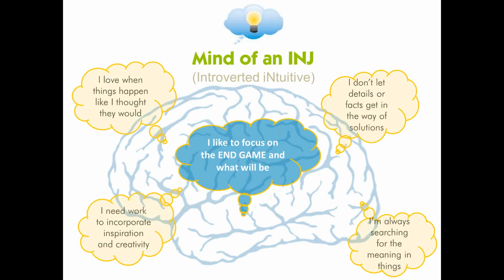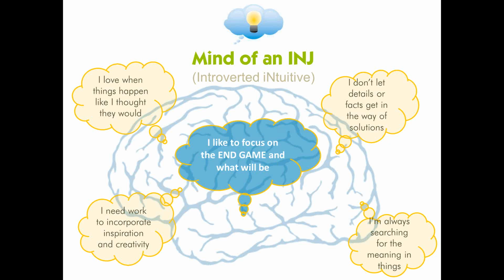For an introverted intuitive, on the other hand, they like to focus on the end game and what will be. I love when things happen like I thought they would. I need work to incorporate inspiration and creativity. I don't let details or facts get in the way of solutions. I'm always searching for the meaning of things. These are things that an introverted intuitive thinks as they're gathering data. And so you can see that because they're thinking in the far future, it can be really hard for them to rein in and focus on the details.